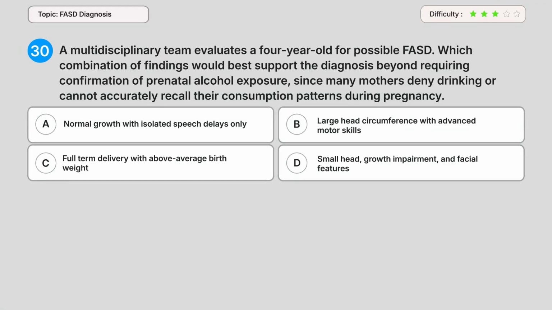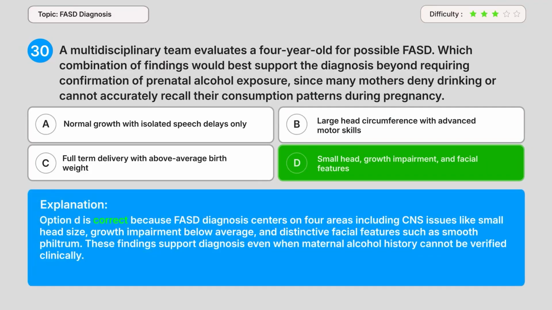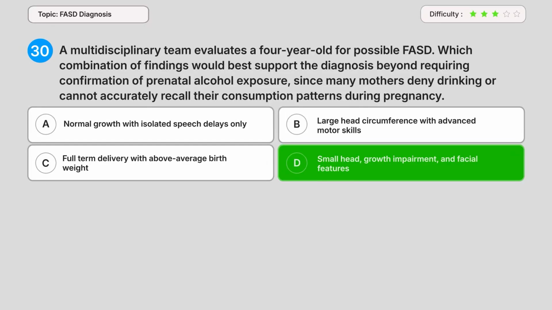Correct answer. D. Small head, growth impairment, and facial features. FAS diagnosis centers on 4 areas including CNS issues like small head size, growth impairment below average, and distinctive facial features such as smooth philtrum. These findings support diagnosis even when maternal alcohol history cannot be verified clinically.